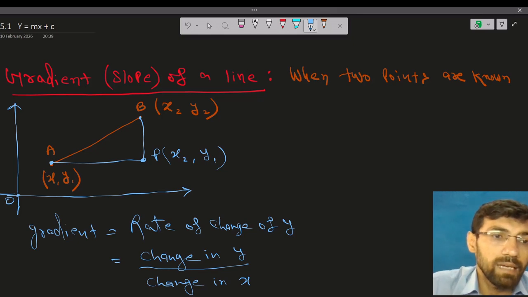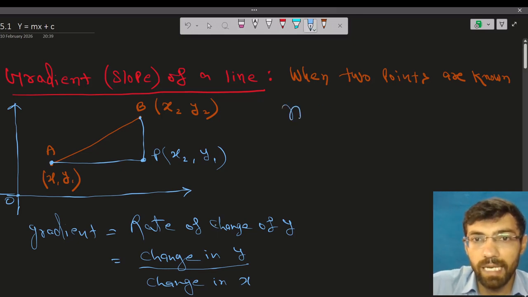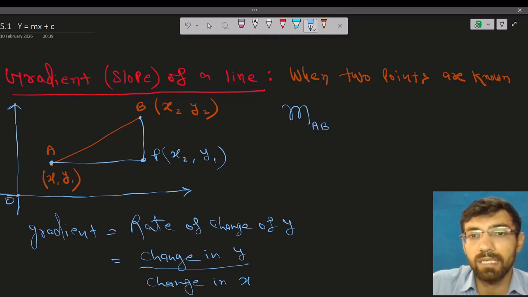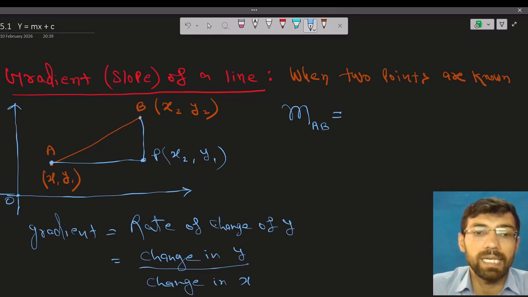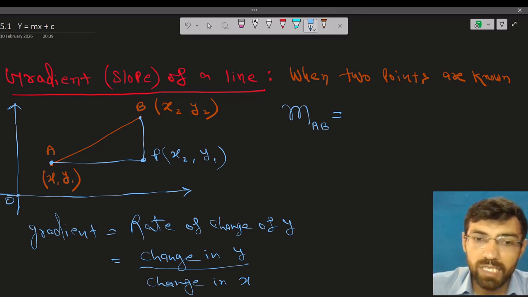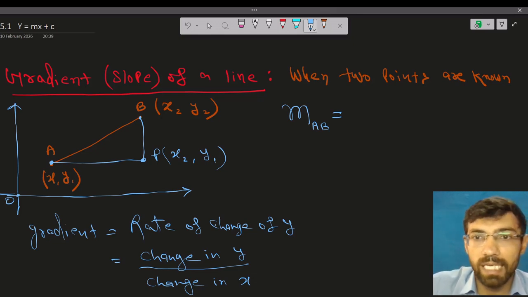So let us calculate the gradient of AB. Gradient is symbolically represented as m. The symbol m represents gradient, and in the subscript I am writing AB. It means the gradient of line AB. To calculate it, you will have to understand what is change in y and what is change in x. When I was at point A, my y coordinate is y1, and when I am at point B, my y coordinate is y2. So can I say my change in y is y2 minus y1?